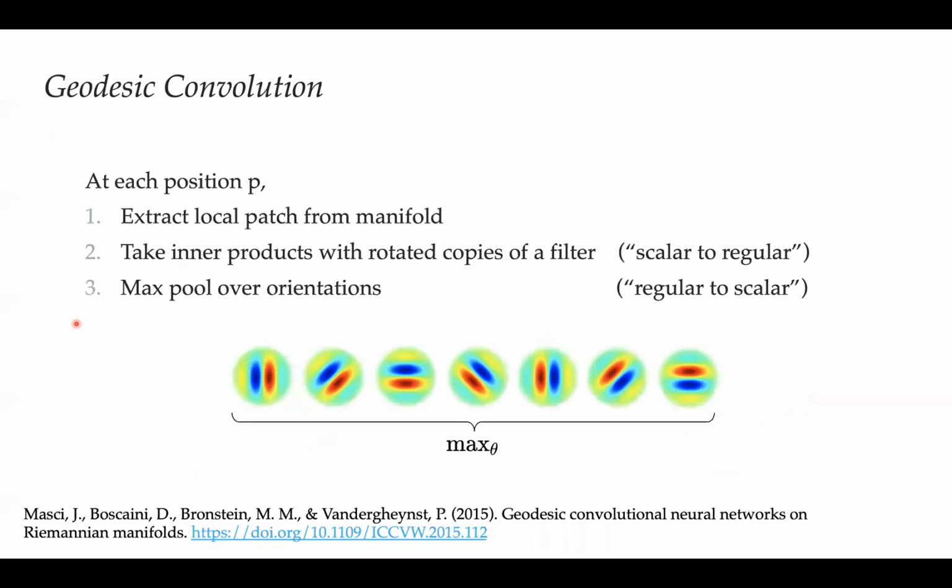Then the Geodesic Convolution, published in 2015 by Michael and colleagues, where the idea is that you're not going to choose a particular orientation for the filter, but you're just going to rotate your filter in every possible way, or maybe we discretize with some finite number of orientations, and we just compute the inner product with all these rotated copies of the filter and a local patch from the manifold.